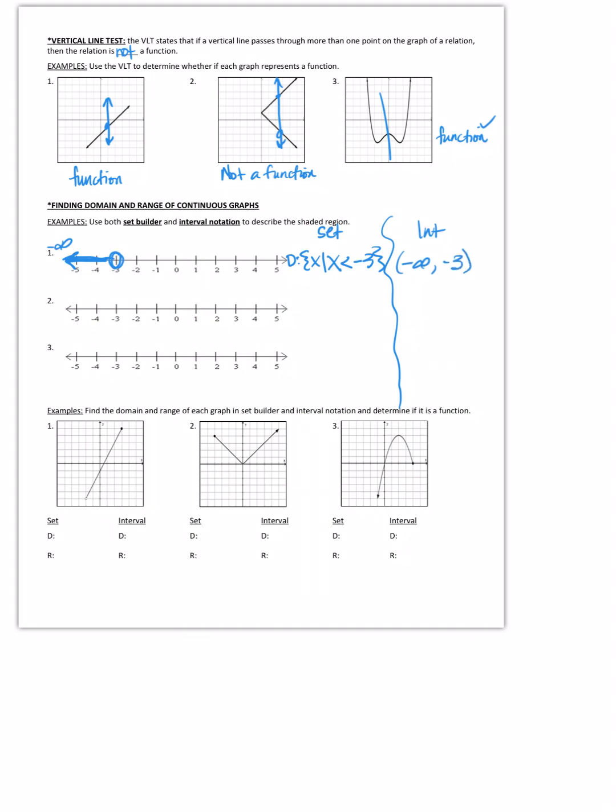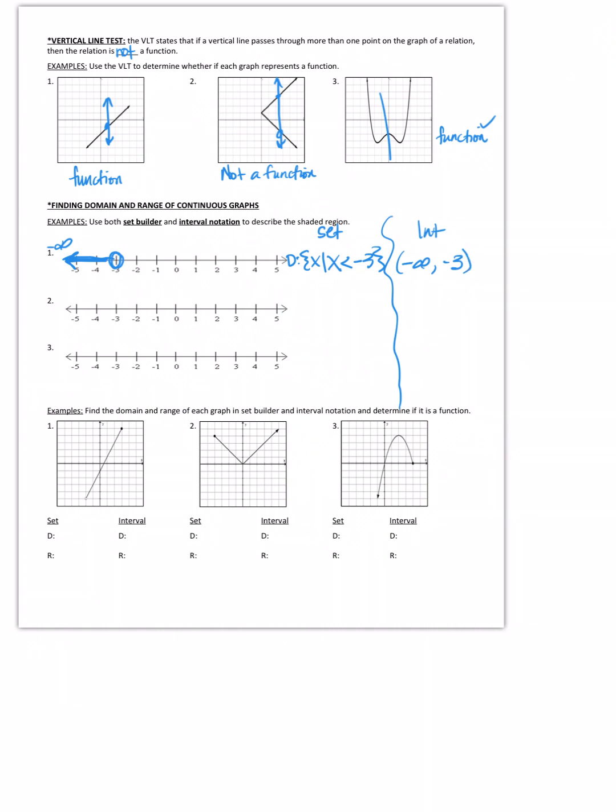Now a couple rules of this. With infinities, you always put a parenthesis because it's not an exact location. Over here, I could put a bracket or a parenthesis, but since it's an open circle, it never really equals -3. It just approaches it. So we put in a soft bracket, a parenthesis. We don't put a hard bracket. The bracket means it includes the -3. Not the case in this one.